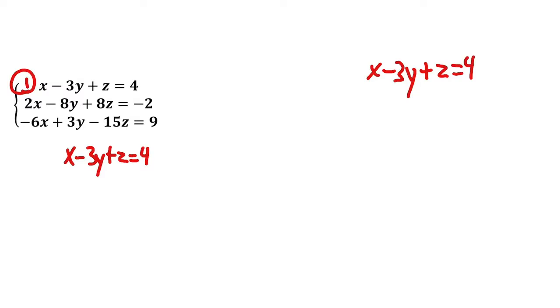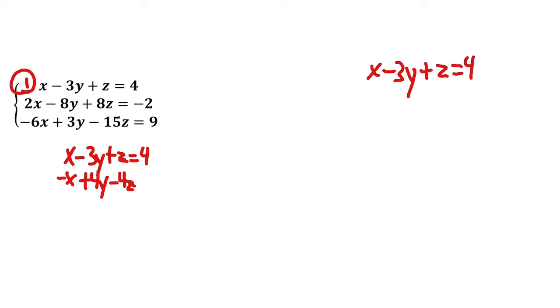However, notice all of the second equation is currently multiples of 2. So I'm going to simplify this equation by dividing it by negative 2. So 2x becomes minus x. That minus 8y becomes plus 4y. That plus 8z becomes minus 4z.